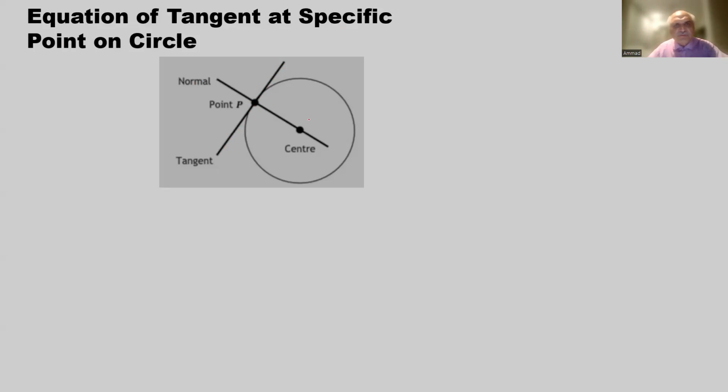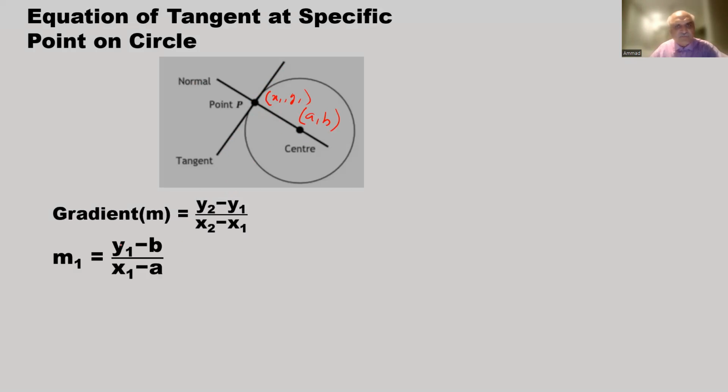In this question, usually the center point and a point on the circle are given. Let's suppose the center point is (a, b) and this point has coordinates (x1, y1). First we need to find the gradient of this line. We can find this gradient by this formula. Putting these values in, we get the slope of this line, m1, is equal to (y1 minus b) over (x1 minus a).